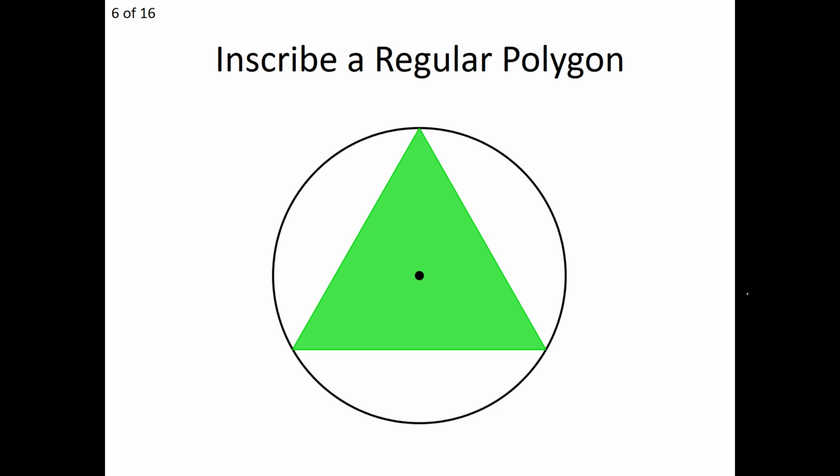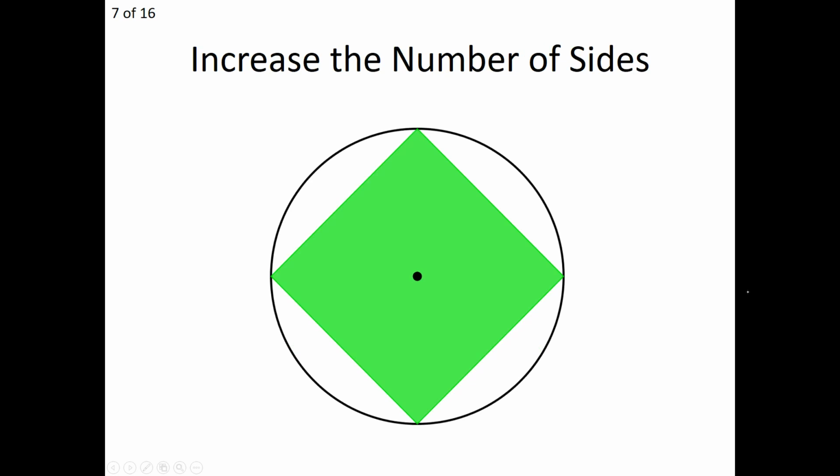So what do we then do with this? Well, let's increase the number of sides. Let's add another side to our regular triangle, make it a regular quadrilateral this time. So we've got a square now. And with a square, we see, oh, that area that surrounds the polygon and is in between the circle and the regular polygon is getting less.